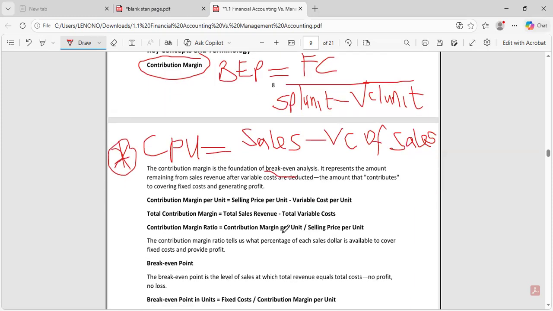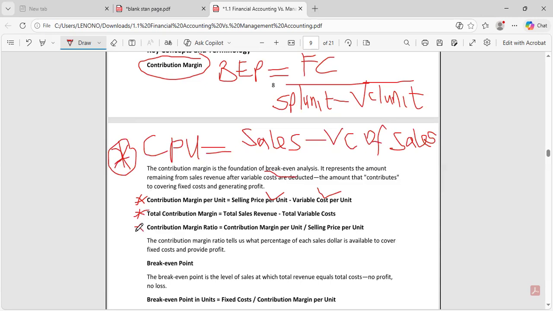So contribution margin, the formulas that are involved here: contribution margin per unit is selling price per unit minus variable cost per unit. That's how you find the contribution. That's the first one. Then, of course, we have other formulas. Total contribution margin is equal to total sales revenue minus total variable costs. That's another aspect of contribution margin.